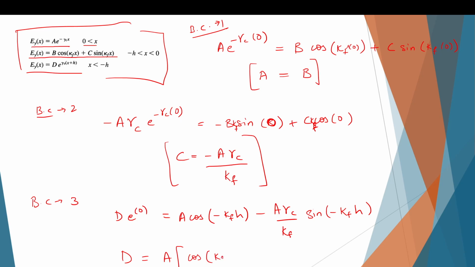Okay, so then that gives me d is nothing but a times cos kappa f h, because cos of negative is still cos, plus gamma c over kappa f sine kappa f h, because sine minus theta is minus sin theta, so minus minus will become plus. Okay, so now I have got all the constants in terms of a. So based on that, I can write down my equations.